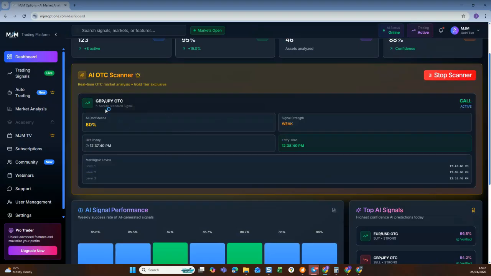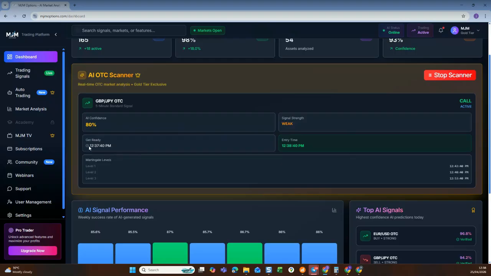You can see the pair here. This is the pair we trade. This is the 5-minute standard signal, which is how long we are trading for. This is the direction. Direction here is call, and this is the AI confidence, which is how confident the AI is on a particular signal. We usually look for the ones that are 90 to 99, and here is the signal strength. The signal strength has to also be strong at the same time.